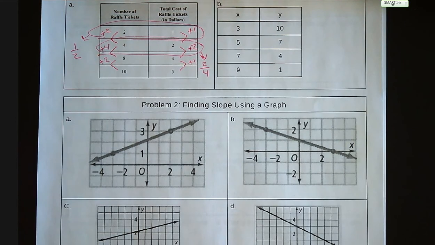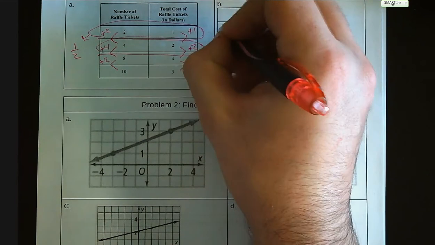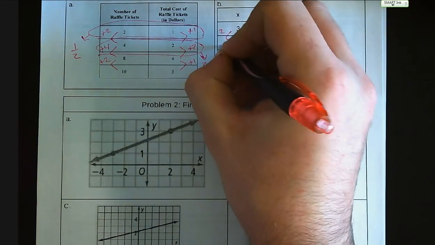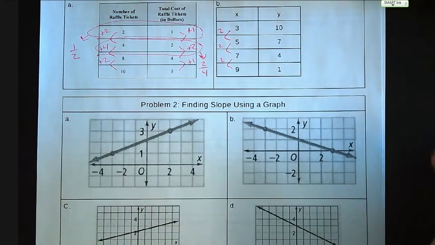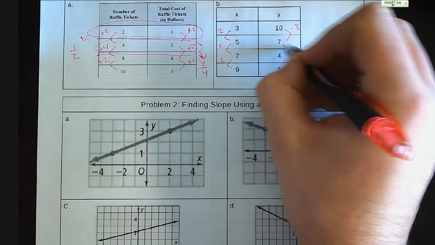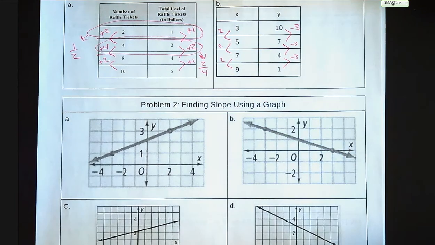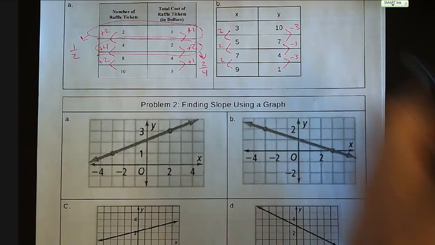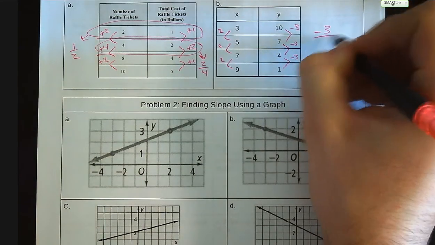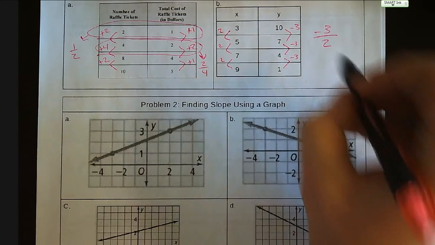All right. So letter B, the X column is increasing by 2 every single time. The Y column is decreasing by 3 every time. So we have -3 over 2, which we can just leave like that. Or if you want to write it as a decimal, it is -1.5.